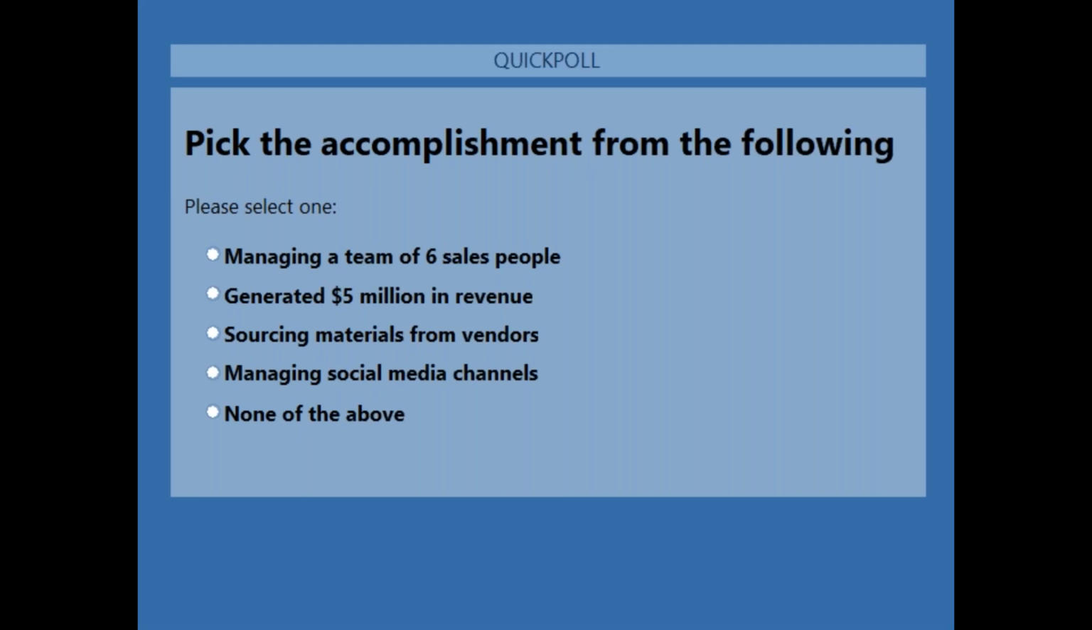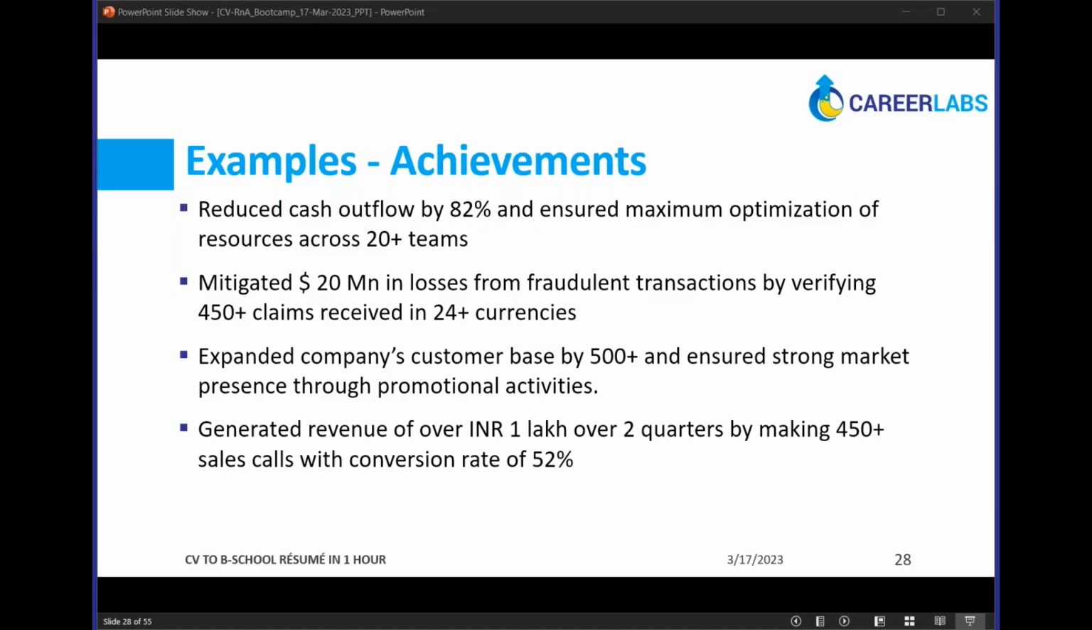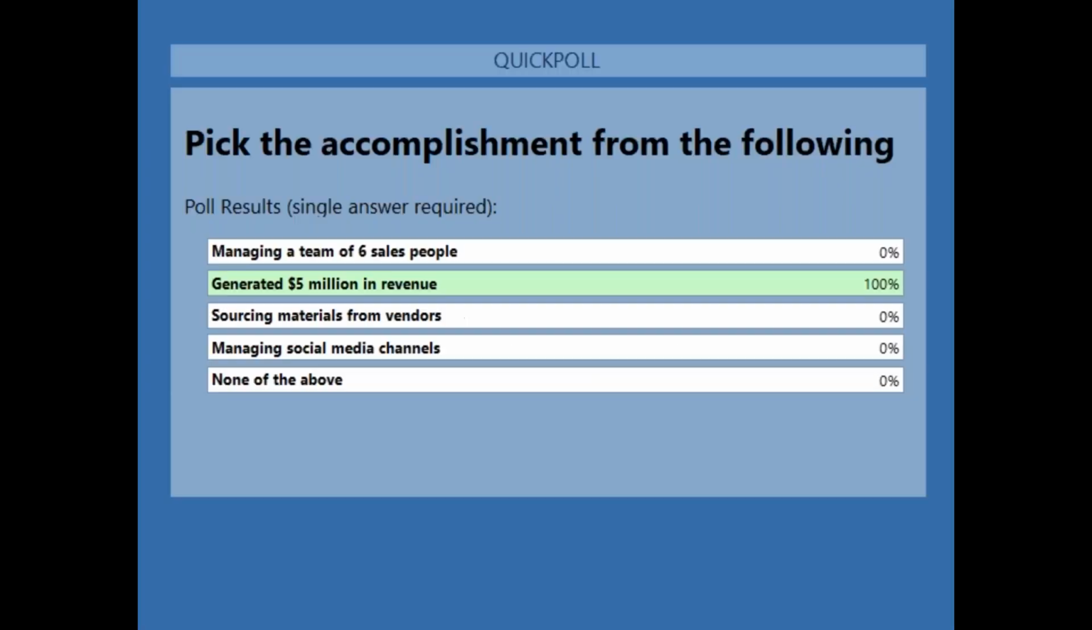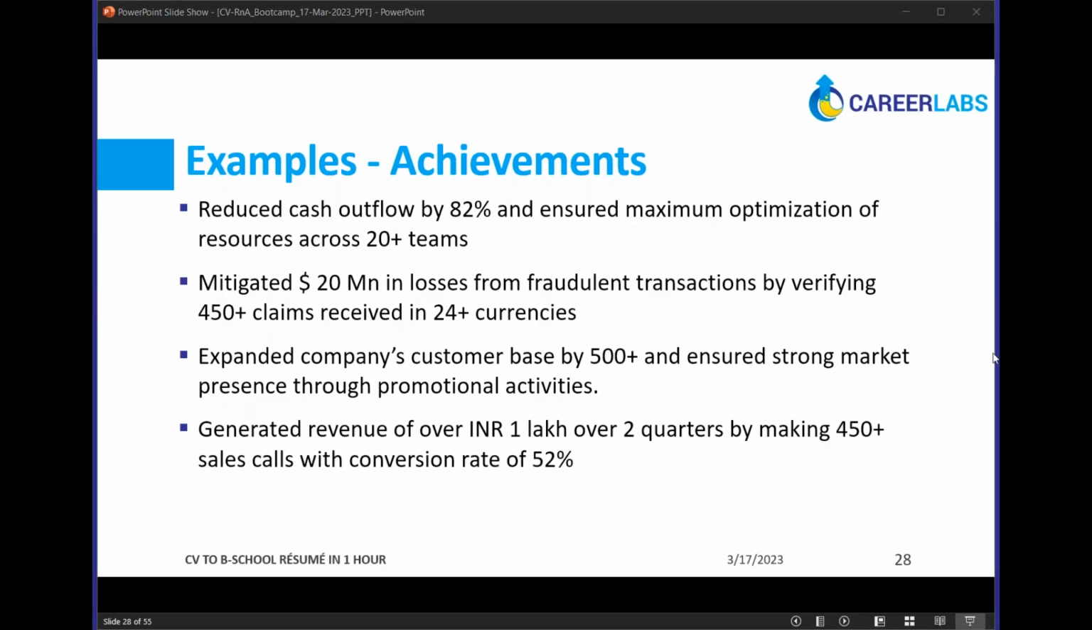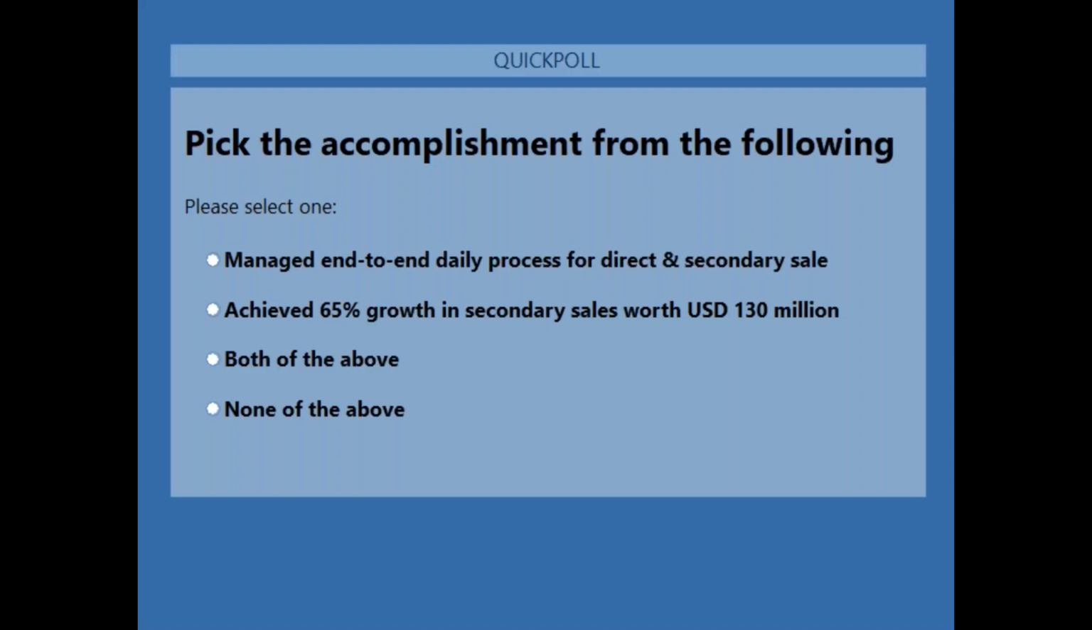All right, so a majority of people have voted, and I'm happy that all of you have got the right answer, right? And that is generated 5 million in revenue. That's obviously the outcome because sourcing materials, managing social media channels, managing a team of people, these are all ongoing responsibilities that somebody would have in various roles. Right? Just one more before we move ahead from this. Yeah, and that is this one. Again, which of these is the achievement?